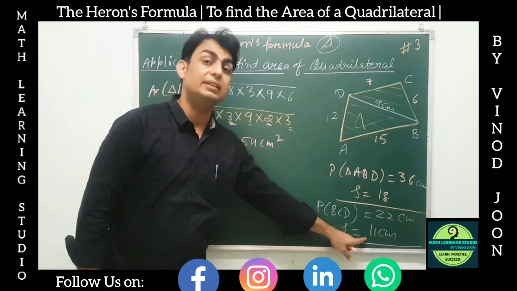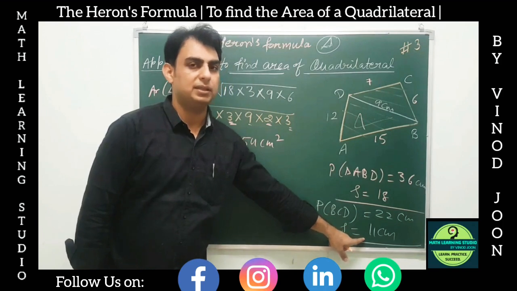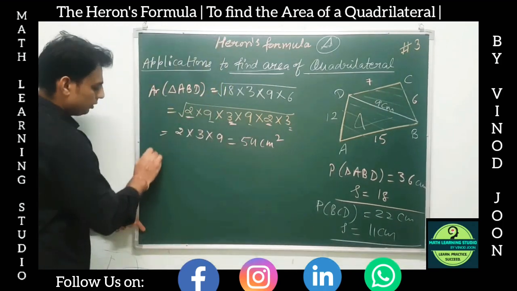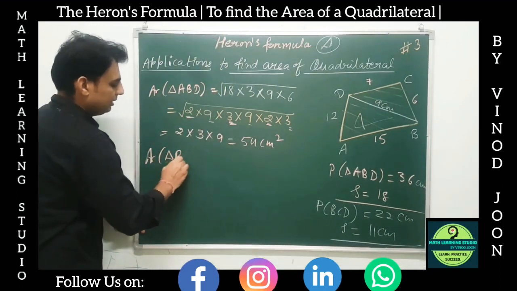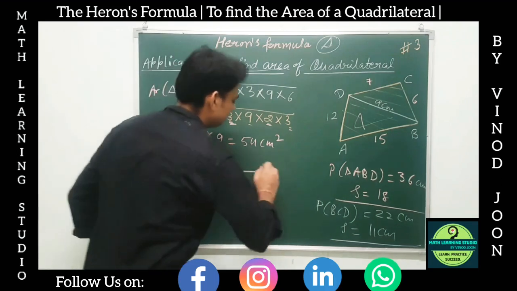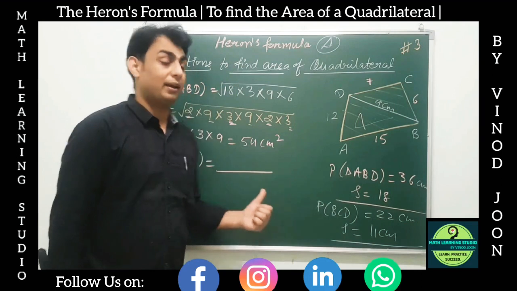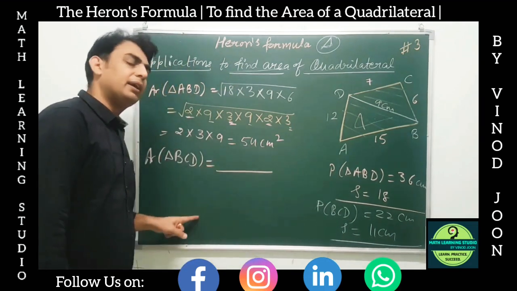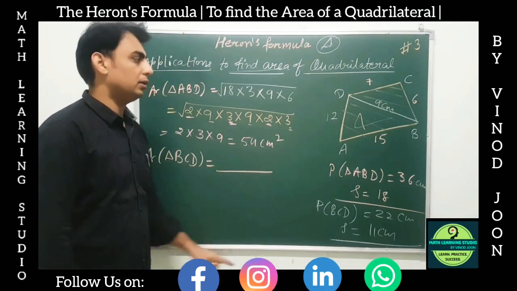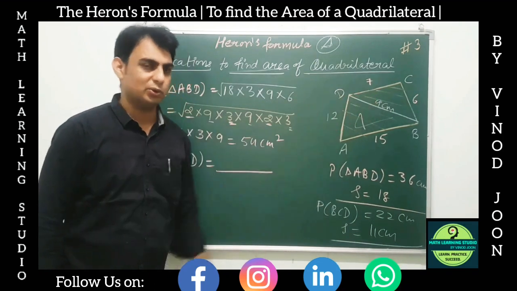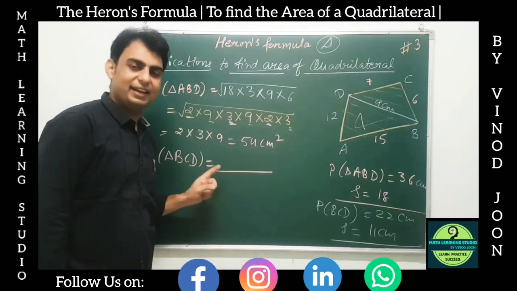Now to find the area of BCD, we apply the same rule. So the area of triangle BCD. Pause the video and find it out on your own. I'll write this answer directly, and then I will write directly the answer for the area of this quadrilateral. So do some homework and find out this area.